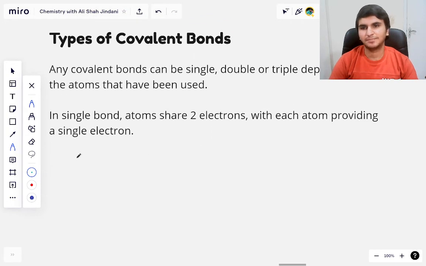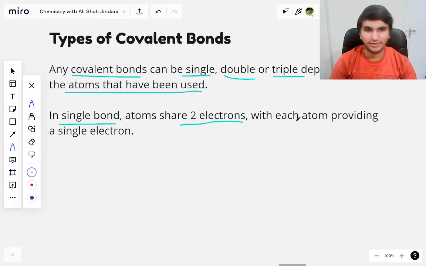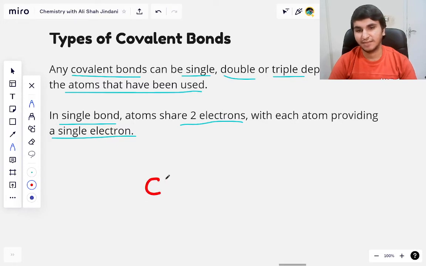So first of all, what are the types of covalent bonds? Let us discuss the types first. Any covalent bond can be single, double, or triple, depending on the atoms that we are using. In a single bond, atoms share 2 electrons, with each atom providing a single electron. So let me give you an example. For example, we are combining two chlorines together, right?